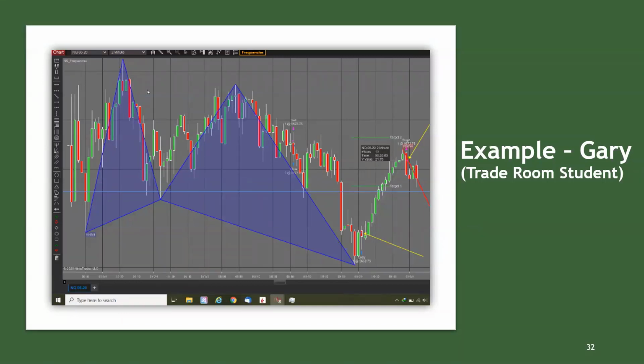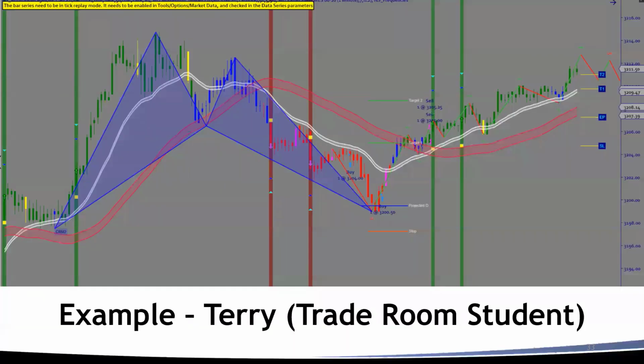Here's another example. Terry took this one here, down on the projected D. You can see that everybody's using slightly different charts. However you choose to use the software on your charts is different, but these are students in our trade room taking these trades.